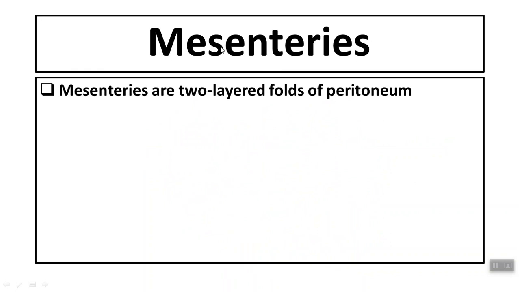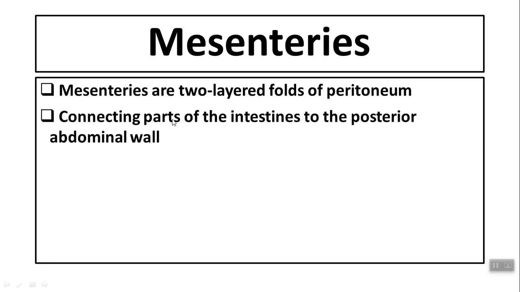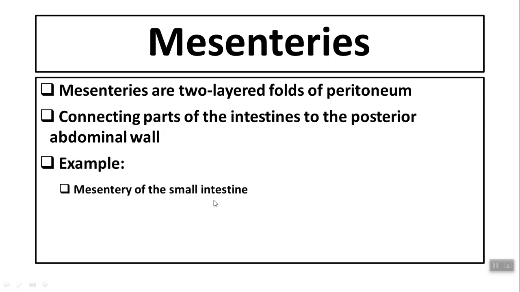Another structure that is formed by the peritoneum is the mesenteries. Mesenteries are two-layered folds of peritoneum, connecting parts of the intestine, whether small or large, to the posterior abdominal wall. Examples of mesenteries are the mesentery of the small intestine, called the mesentery proper, the transverse mesocolon, and the sigmoid mesocolon.